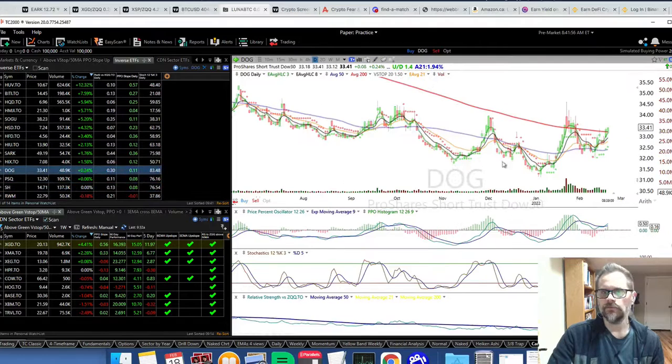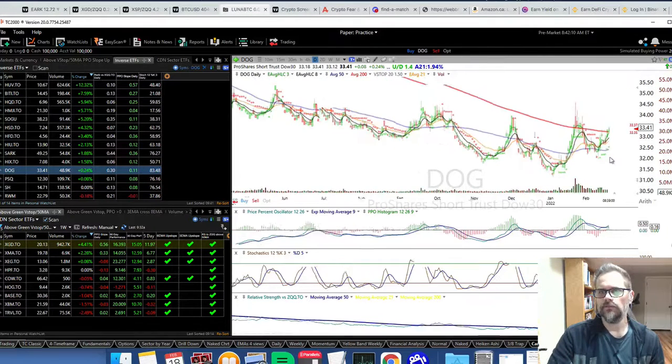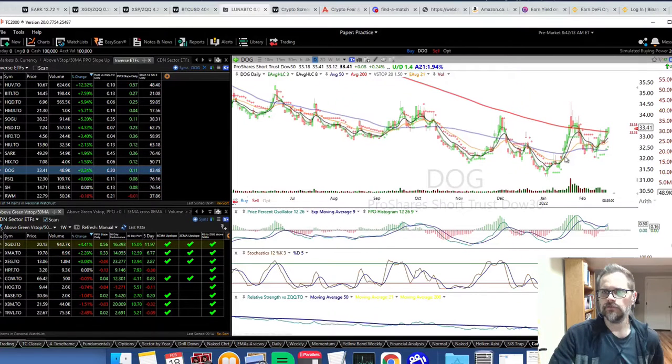DOG is the inverse of the Dow Jones. Same thing. We've gotten above the 200 and there's an uptrend here. But it's quite emotional. You see these ups and downs. We're not in a really nice state for swing trades right now because of the volatility and the uncertainty with various things going on. So that is an option.